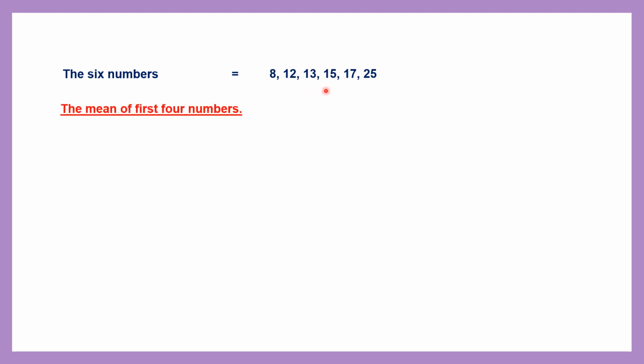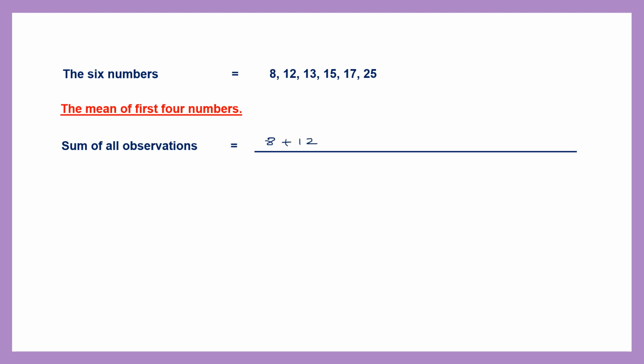The mean of the first 4 numbers: the first step is the sum of all the observations. So take only the first 4 numbers, that is 8 plus 12 plus 13 plus 15. We have to add this up and get the sum, and that is 48. The sum is 48. Next step is the number of observations. We are taking only 4, so the number is 4.